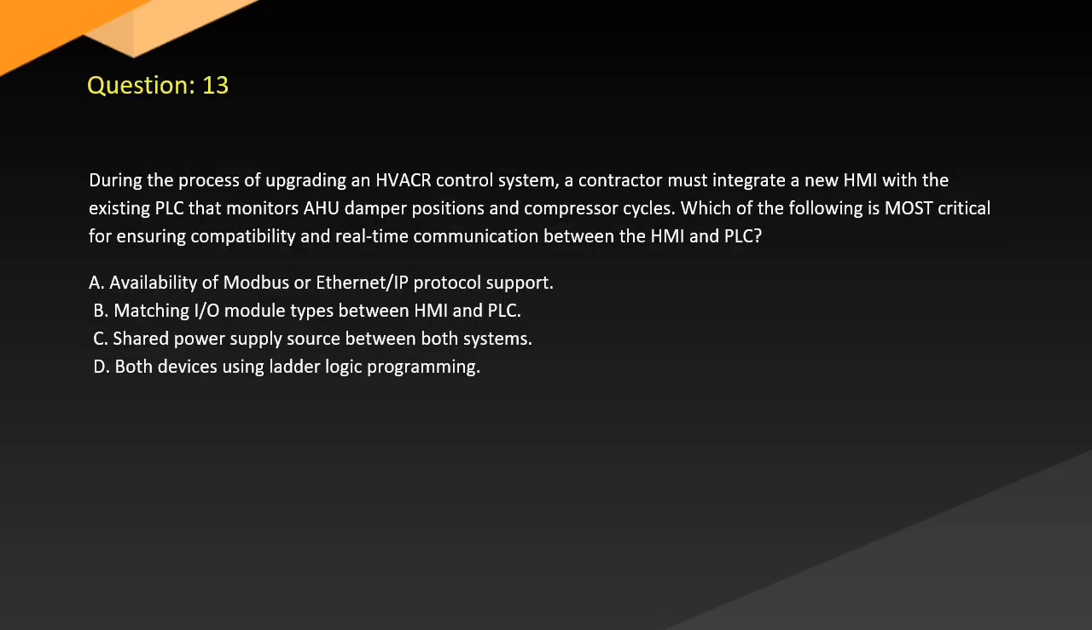Question 13. During the process of upgrading an HVACR control system, a contractor must integrate a new HMI with the existing PLC that monitors AHU damper positions and compressor cycles. Which of the following is most critical for ensuring compatibility and real-time communication between the HMI and PLC? A. Availability of Modbus or Ethernet protocol support. B. Matching I/O module types between HMI and PLC. C. Shared power supply source between both systems. D. Both devices using ladder logic programming.